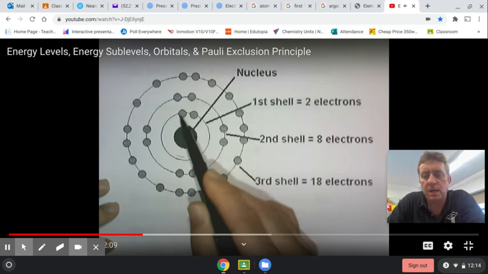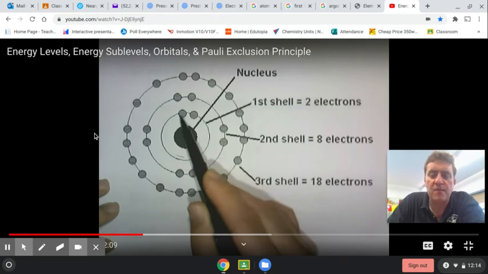So we're seeing the same diagram we've seen in a couple of the slides. This shows the nucleus, of course, and we see the first energy level containing 2 electrons, the second energy level containing 8, and the third energy level containing 18, also known as electron shells. Those terms can be used interchangeably.